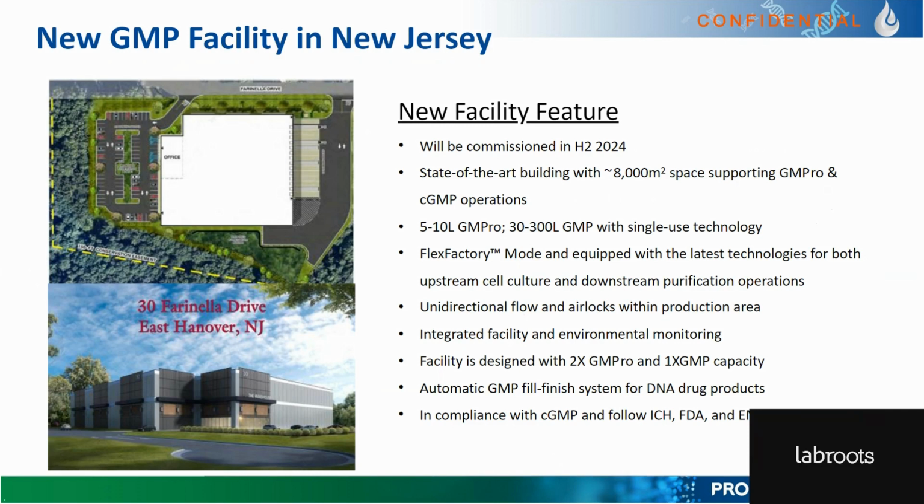We are also currently constructing a new state-of-the-art facility that is scheduled to be commissioned in the second half of 2024. This new building will provide a GMP operation capacity of approximately 2 acres. This facility will also be equipped with the latest technology, and it will offer a range of services from upstream cell culture to automatic fill-finish process. And importantly, this facility will comply with current good manufacturing practice regulations, providing GMP capacity in the US.